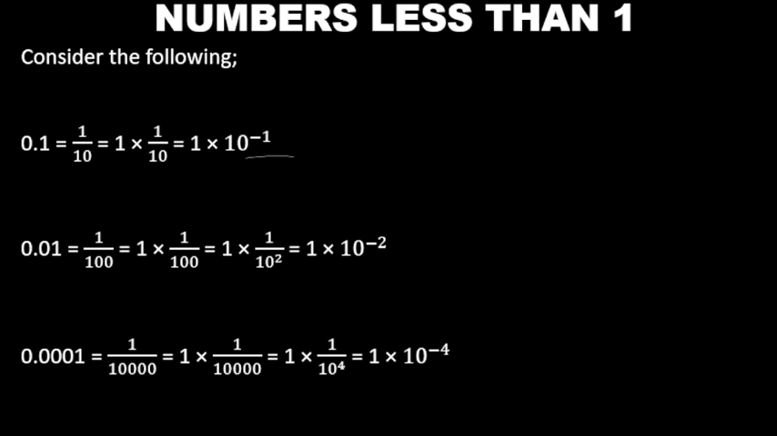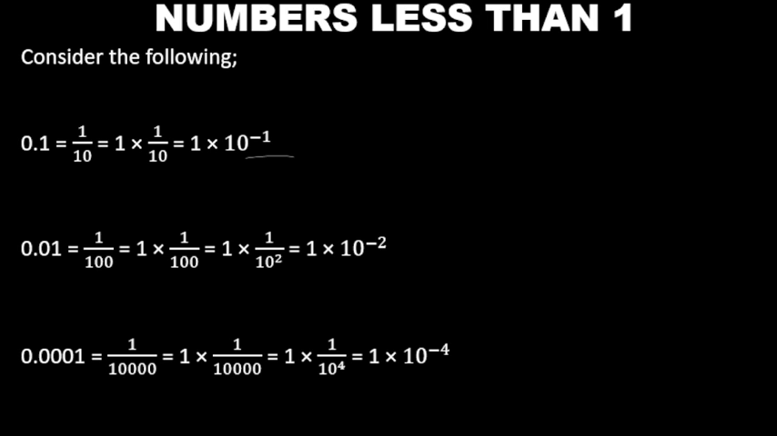0.001 expressed in standard form can also be equal to 1 times 1 over 10,000. So 10,000 is the same thing as 10 raised to the power of 4, isn't it? So that will give us 1 times 1 over 10 raised to the power of 4. So 1 over 10 raised to the power of 4 expressed in negative index is the same thing as 10 raised to the power of minus 4.